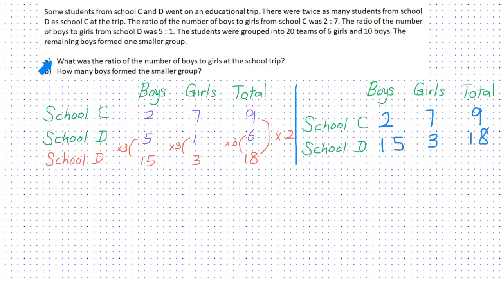So the question is, what was the ratio of the number of boys to girls at the school trip? So now what we need to do is add these two ratios to get the answer. So that will be 17 boys, 10 girls with a total of 27. So the answer for question A will be 17:10.